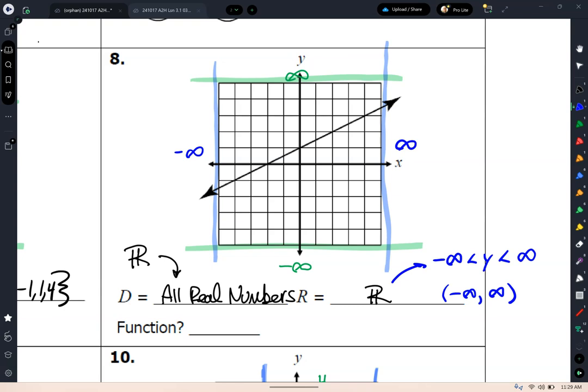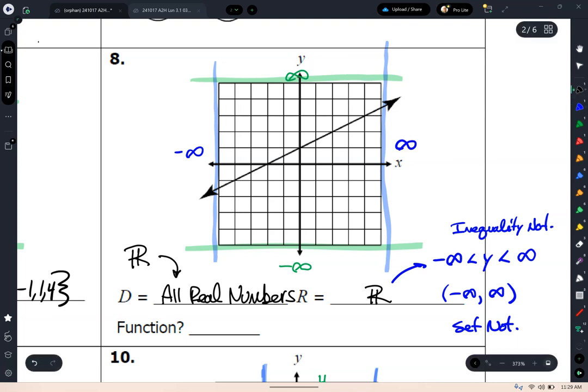Okay, so just make a note. This is what we call inequality notation, where this is what we call set notation. By the way, is this a function? Yes or no? Yes. Yeah, this is a linear function, right? Okay, so this is a function.